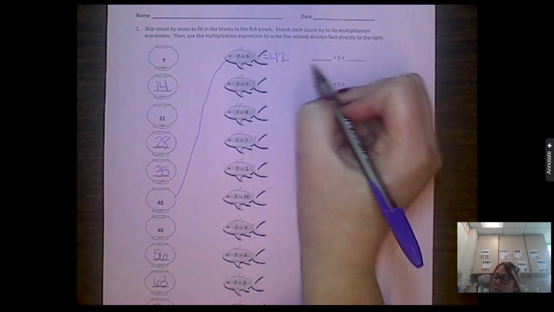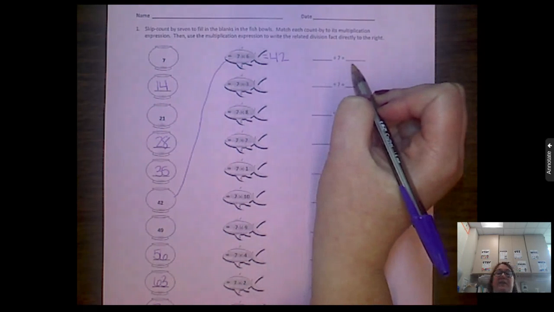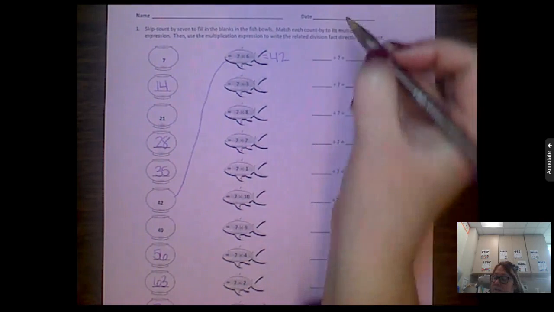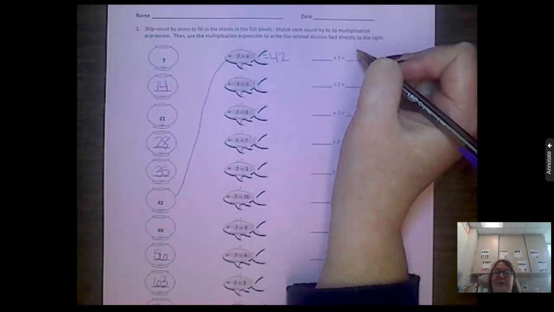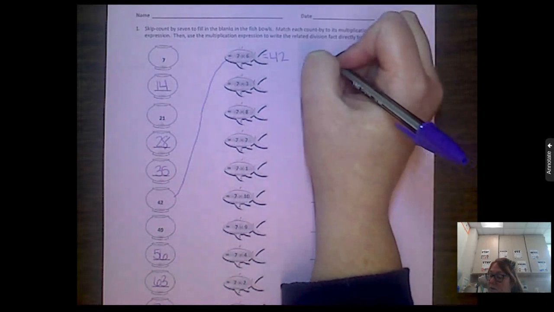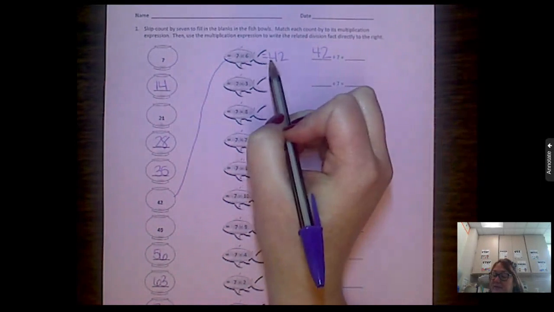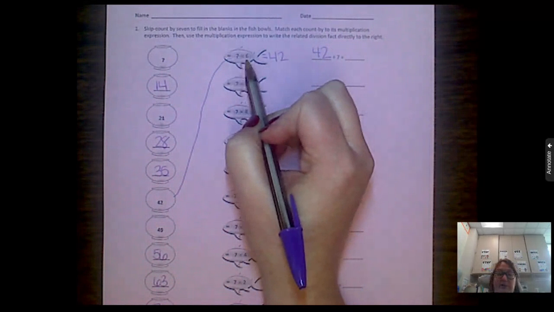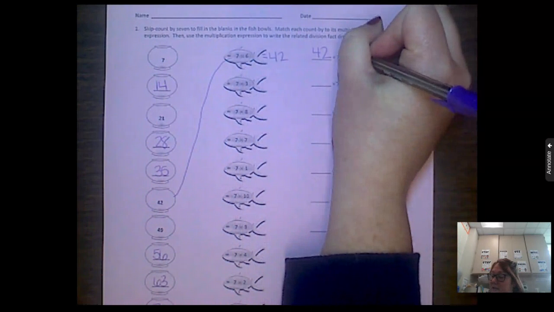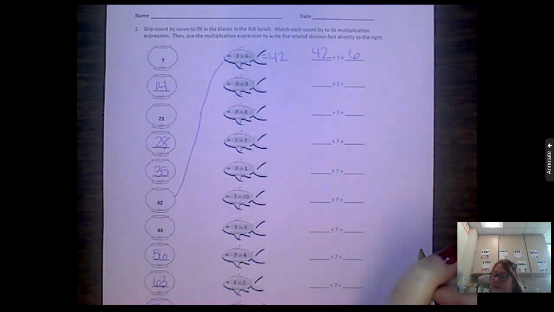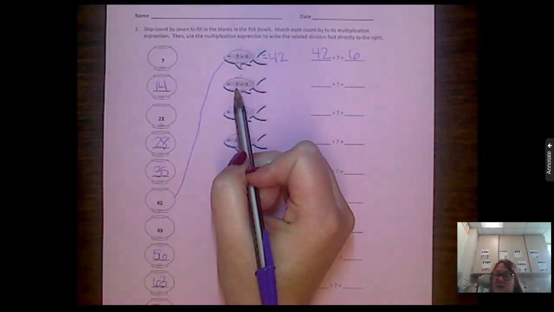And then right next to it we're going to write the related division sentence that goes with it. So when we divide, what number always comes first? The total. So 42 divided by 7. So 42 divided by 7 equals 6, right? We're all in that related fact right there. Good. All right, look at the next one, 7 times 3.